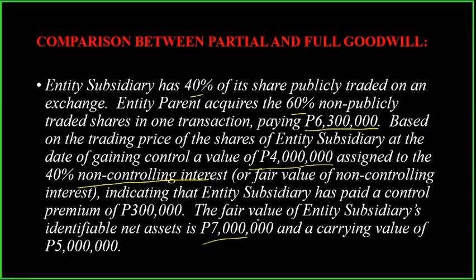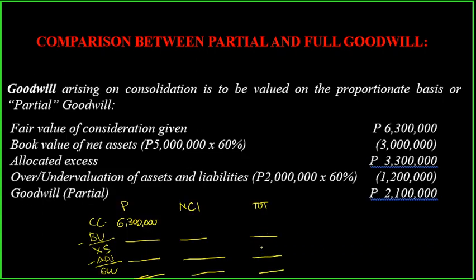Ang book value daw po niya ay, asan yung book value? Carrying amount is 5 million. So, ito po ay 5 million. And ang fair market value niya ay 7 million. So, ang adjustment natin ay 2 million. Pwede namang i-shortcut. Sana 7 million na lang natin itong dalawang to kasi yun lang naman ang tinatanong, di ba?